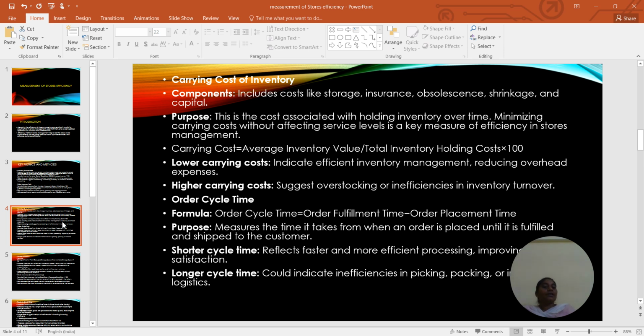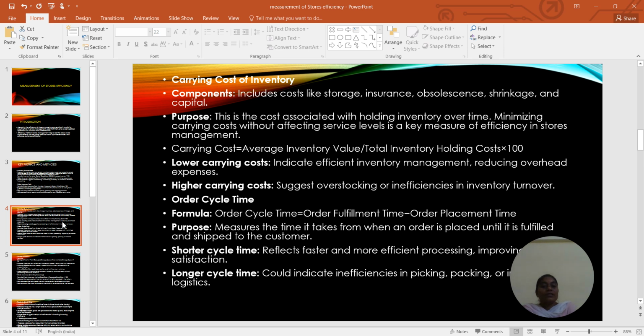Lower carrying cost indicates efficient inventory management and reduced overhead expenses. Higher carrying cost always suggests overstocking or inefficiencies in the inventory turnover ratio. So the carrying cost is calculated as average inventory value divided by total inventory holding cost into 100. The carrying cost of inventory is calculated in EOQ methods.